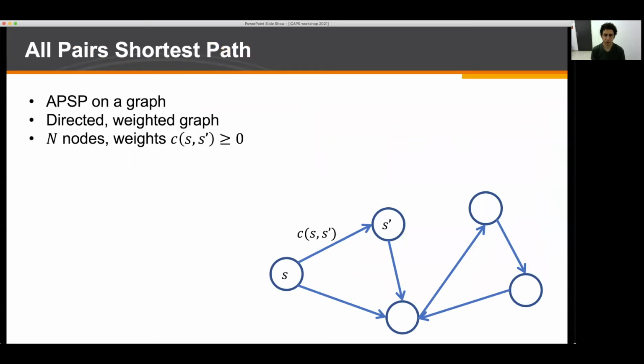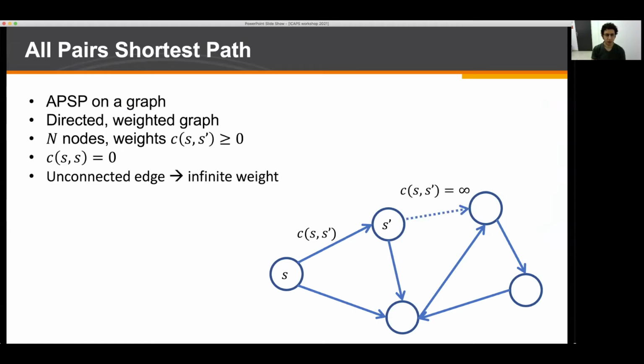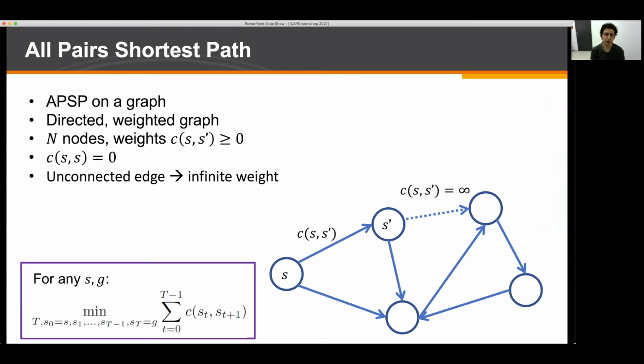Just to give some formalism, we consider all-pair shortest path on a graph. So we have a directed and weighted graph with no negative cost, and we assume that the graph is fully connected. So if you have an unconnected edge, just assign a very high cost there. What we want is to find the shortest cost trajectory between each pair of nodes in the graph.